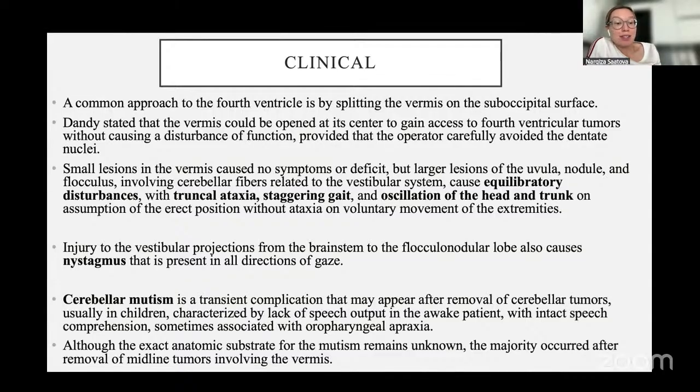Cerebellar mutism is a transient complication that may appear after removal of cerebellar tumors, usually in children, characterized by lack of speech output in an awake patient with intact speech comprehension, sometimes associated with oropharyngeal apraxia. Although the exact anatomic substrate for the mutism remains unknown, the majority occurred after removal of midline tumors involving the vermis. Thank you.